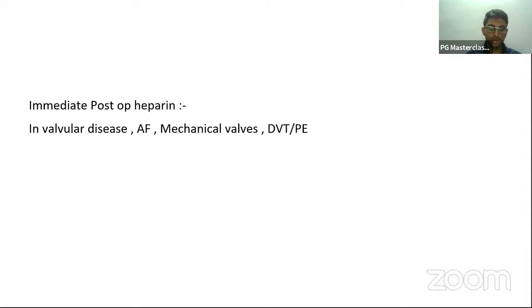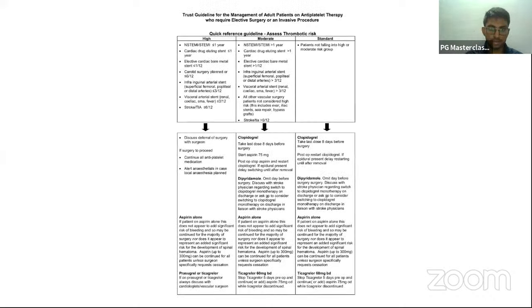Immediate post-op heparin might be required in cases of valvular disease, atrial fibrillation, patients having mechanical valves, and deep venous thrombosis or pulmonary embolism. This is the NICE guidelines. It depends on whether the patient is high risk, moderate risk, or standard risk. Which patients we are supposed to keep on anticoagulants and antiplatelets is dependent on this.